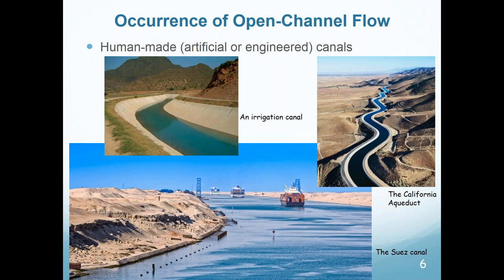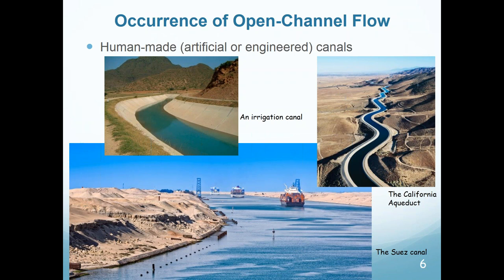But then you have the human-made canals. On the top left, you see an irrigation canal. Typically, it's a trapezoidal canal, concrete lined, that moves the water from point A to point B for irrigation. On the right side, you see the California Aqueduct. That's the aqueduct that was built in the 60s, I believe, to bring water from the Sacramento Delta down to Southern California, and many irrigation districts take water from the aqueduct. Also, many water districts take water from that aqueduct for the water supply.